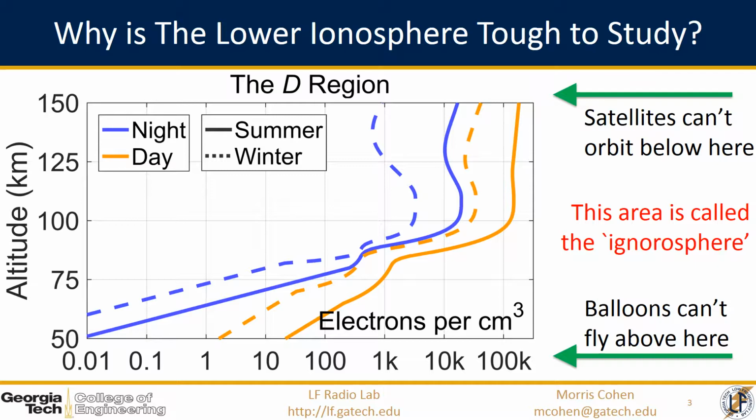On the other hand, if you try to fly a satellite low enough, anywhere below about 150 kilometers, there's too much air, so a satellite will drag and then crash back into the ground. So this nebulous middle region is sometimes called the ignorosphere because we really don't have a good way to take measurements, and therefore to understand what's going on.